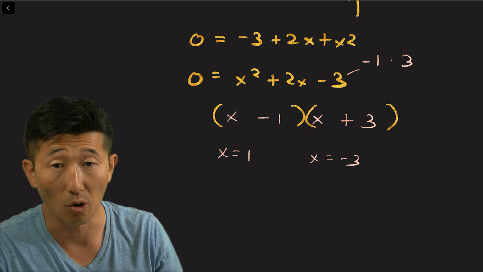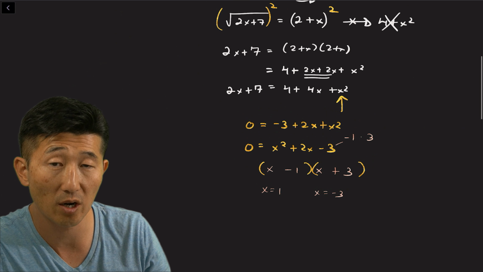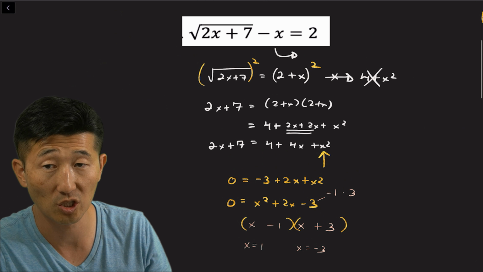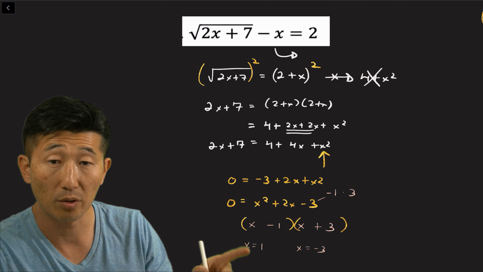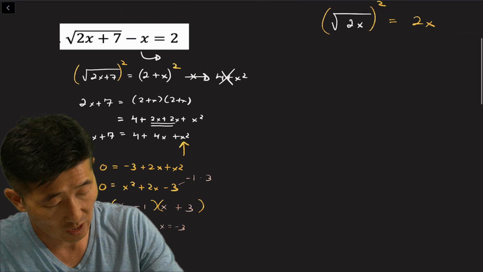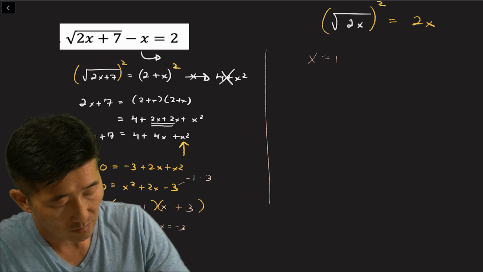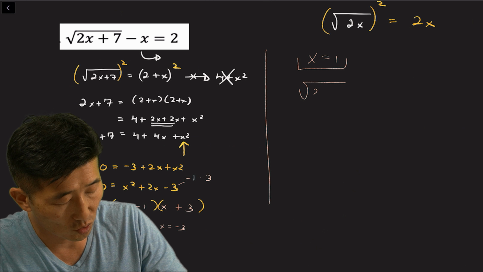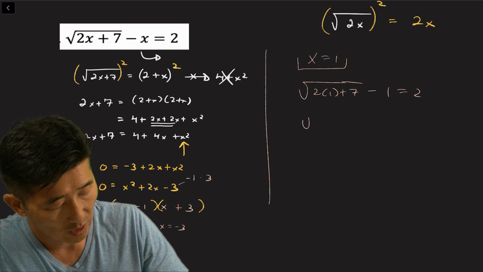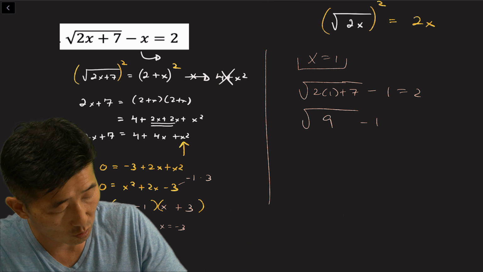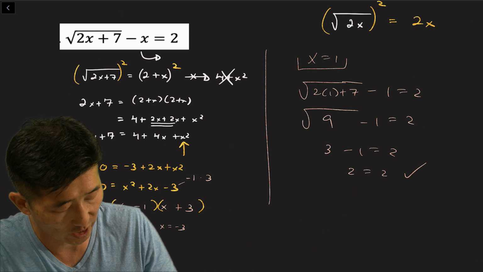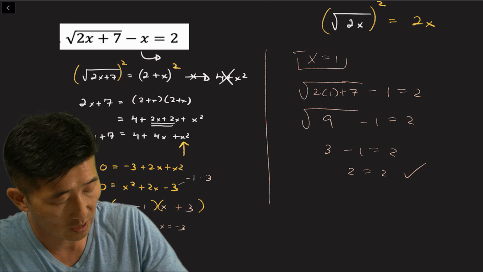You're not done. Whenever you square both sides of an equation, you must always double check your answer, especially with regards to radicals. So plug each one of them in. If you plug 1 into our equation, you'll get the square root of 2 times 1 plus 7 minus 1 equals 2. That's basically the square root of 9 minus 1 equals 2. So 3 minus 1 equals 2. 2 equals 2. So check. x equals 1 does work.